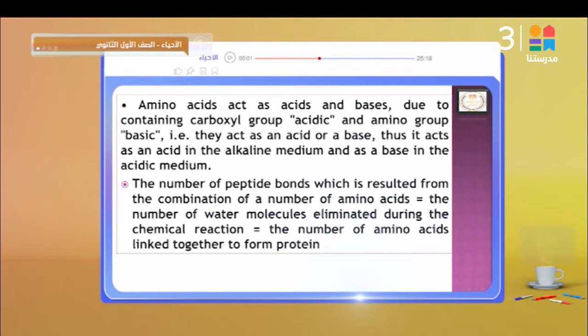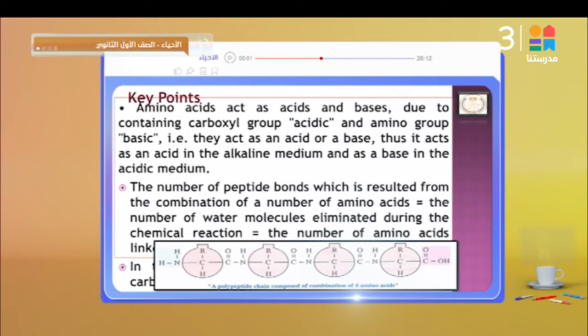The number of peptide bonds resulting from the combination of amino acids equals the number of water molecules eliminated, as explained before in carbohydrates. The chemical reaction count equals the number of amino acids linked together to form proteins. For example, the carbon connects R, H, R, with the amine group and the carboxyl group, each of them connecting together by removing one molecule of water.